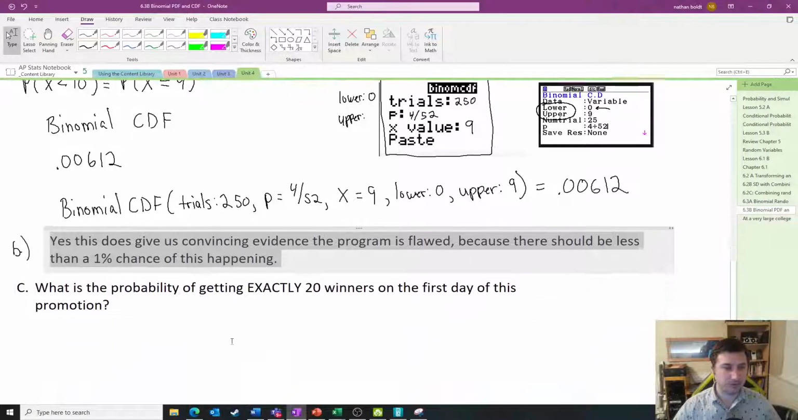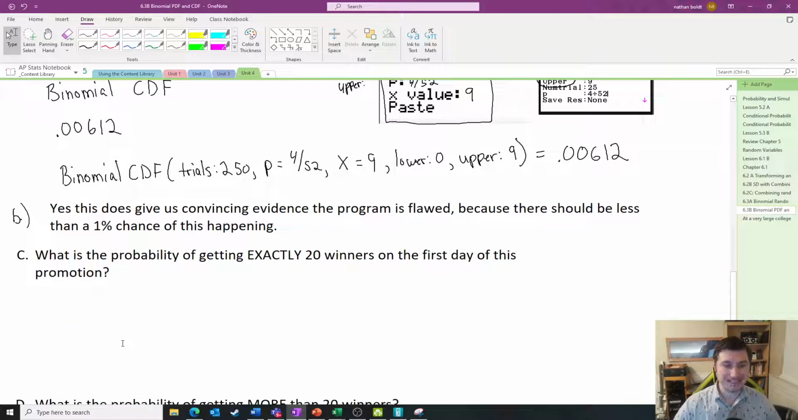Let's try a few more with this. So what is the probability of getting exactly 20 winners on the first day of this promotion? I'm hoping you see the difference there. Exactly 20 winners. I'm only looking for a single probability this time. I'm looking for the probability that X is equal to exactly 20. Well, that is not a cumulative density function. That's just the probability function. So that's going to be the binomial PDF. Just the probability density function.